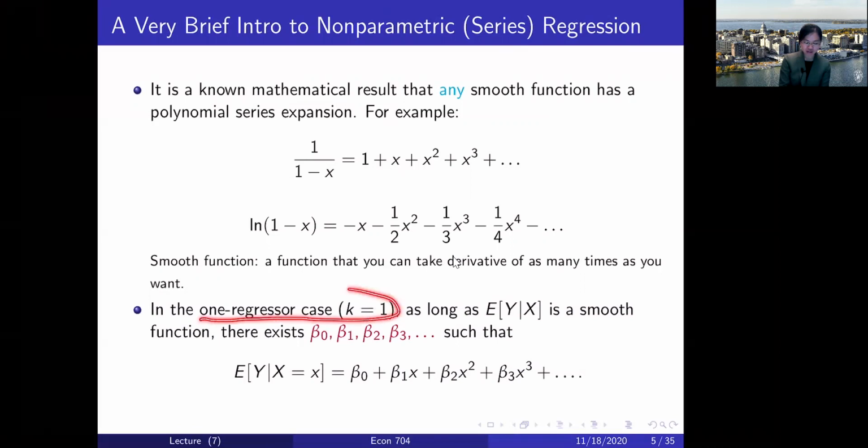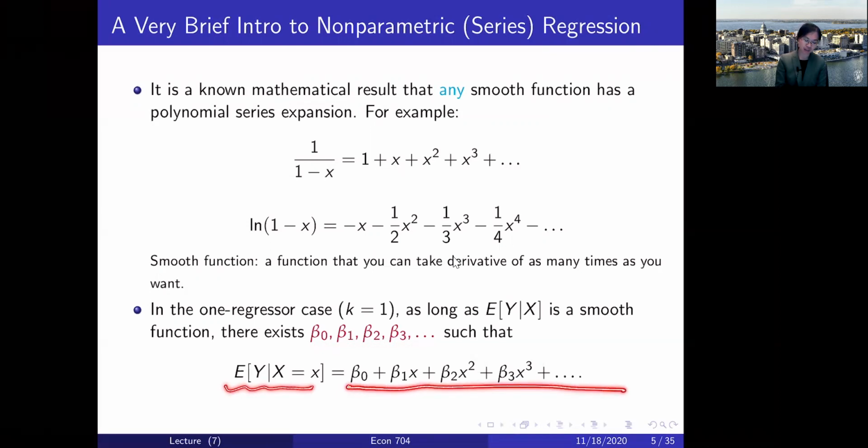Therefore, in the one regressor case, when you only have one explanatory variable, if the conditional mean of y given x is smooth in x, then there exists a sequence of coefficients, beta 0, beta 1, beta 2, beta 3, such that this conditional mean can be written as the sum of this infinite sequence of polynomials of x times the coefficients betas. So that is a good result.